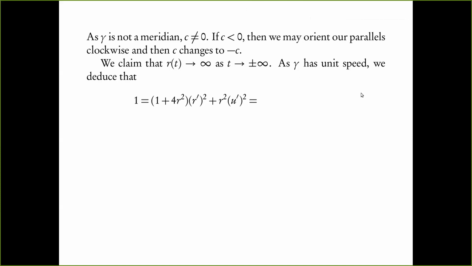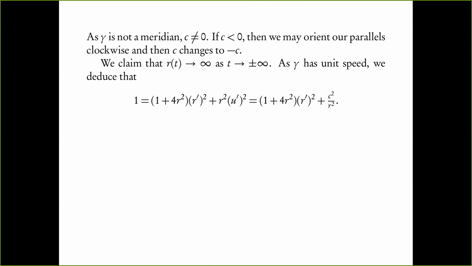Okay. So as gamma has unit speed, we write down the unit speed fact again. So 1 is equal to 1 plus 4r squared. Now remember, I have replaced v with r, and I've said this many times. r is the same as v because f of v is v. So this is what you get. 1 is equal to this quantity, right?